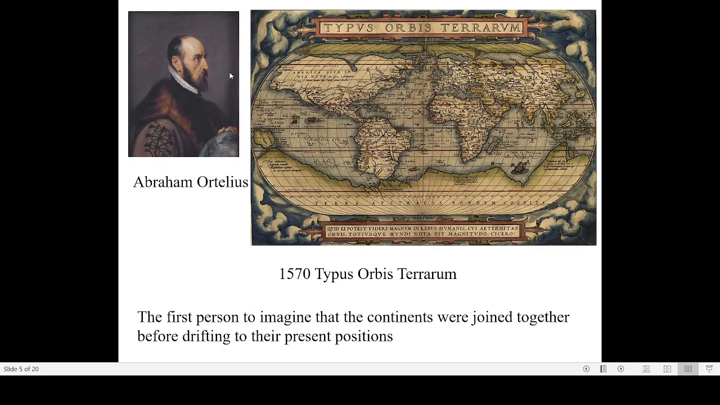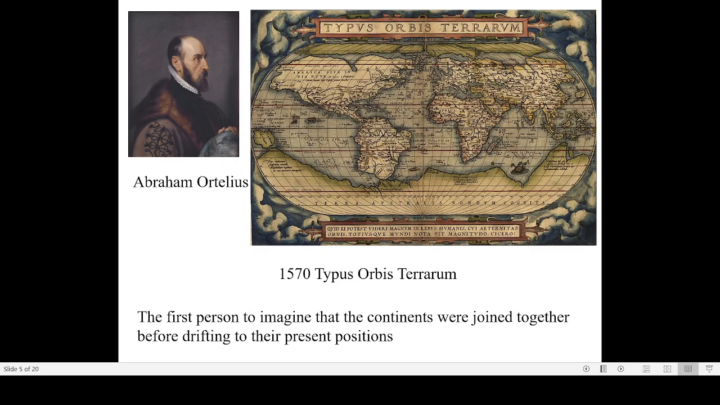Here you can see this is a map drawn by Abraham Ortelius in 1570. You can see that this map is still very similar to the modern map, except for the American, South American continent. Most of the other continents are somewhat similar to the modern map. So that was around 500 years back that they drew this map.